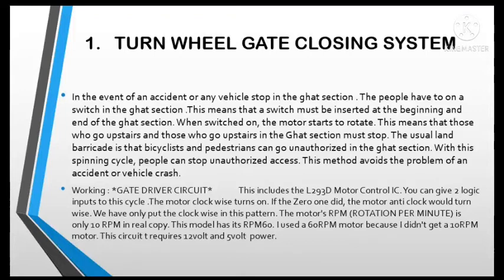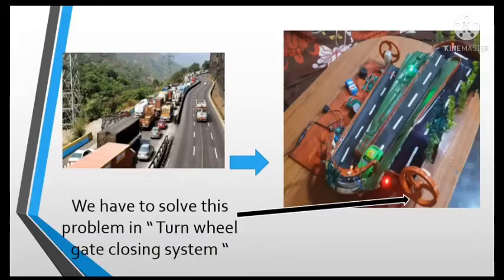Now the working of the gate driver circuit. This includes the L293D motor control IC. You can give two logic inputs to this circuit. When the input is 1, the motor turns clockwise. If it is 0, the motor will turn anti-clockwise. In this model, I have done it in a clockwise pattern. The motor speed in real life is only 10 RPM, rotations per minute. This model has 60 RPM. I used a 60 RPM motor because I did not get a 10 RPM motor. This circuit requires 12 volt and 5 volt power.